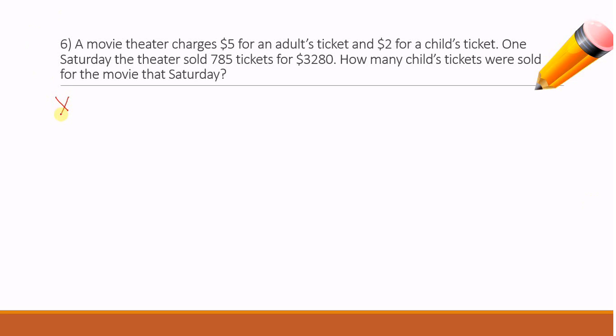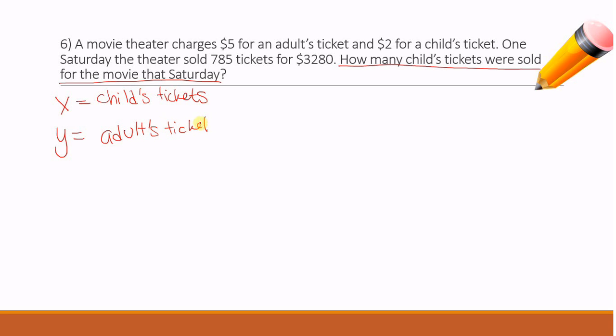So very first thing, let's say who's x and who's y. So let's look at that last question, shall we? How many child's tickets were sold for the movie that Saturday? So I know x is going to be children tickets, or child's ticket. And then what's the other kind of object that we're talking about in this problem? Adult tickets. We're talking about adult tickets also. So that's going to be our x and our y. Children tickets, adult tickets.